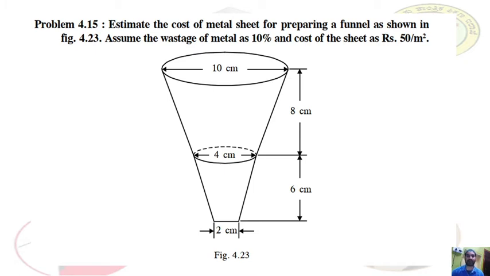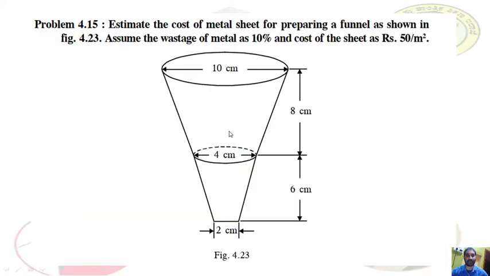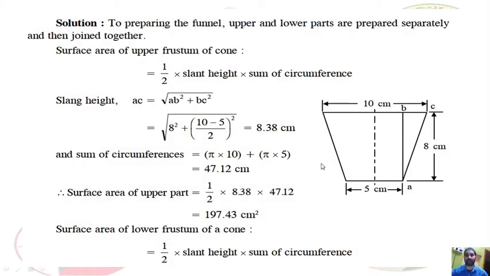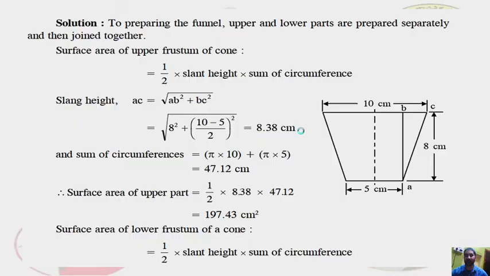The surface area of the funnel is given by half into height into surface area. To prepare the funnel, the upper and lower parts are prepared separately and joined together. So we are taking the upper funnel here, 10 centimeter upper dia and 4 centimeter lower dia and 8 centimeter height. You can see, make it in 2D view.